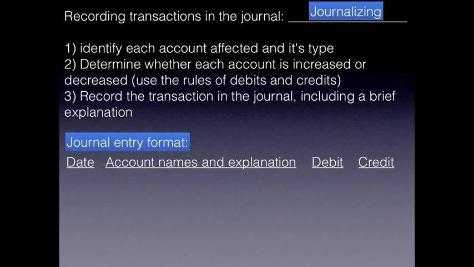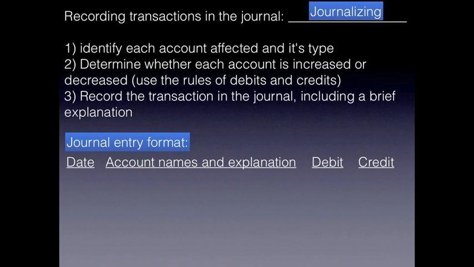The first step is to identify the accounts that are affected and the type of accounts that are affected. Remember, in our earlier discussion, at least 2 accounts are affected, but there could be more. So when you're looking through these transactions, make sure that you are identifying every account that is affected and what type of account that is. And then you can determine whether each account is increased or decreased by using the rules of debits and credits that we talked about in the previous video.